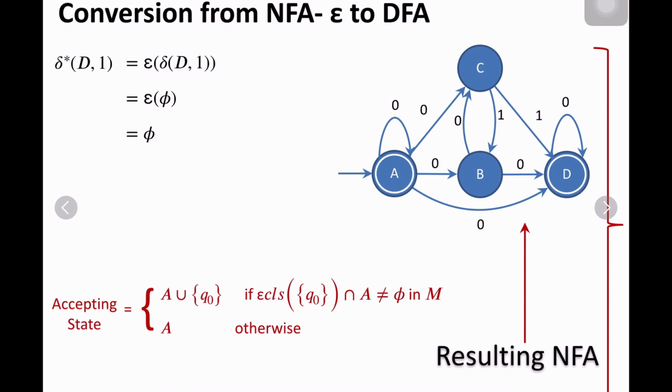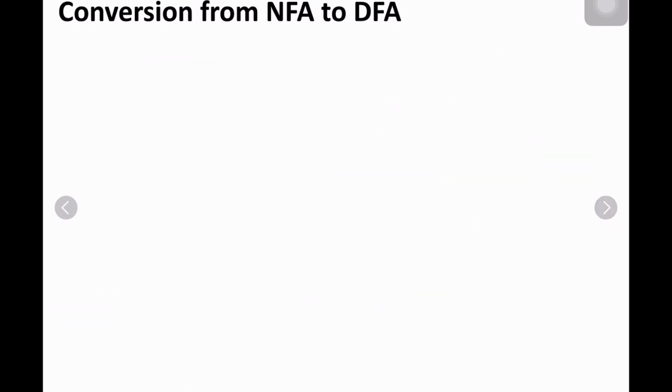The step 1 is over. So this way you can convert from epsilon NFA to NFA. Let us move to the next step, conversion from NFA to DFA, step 2.